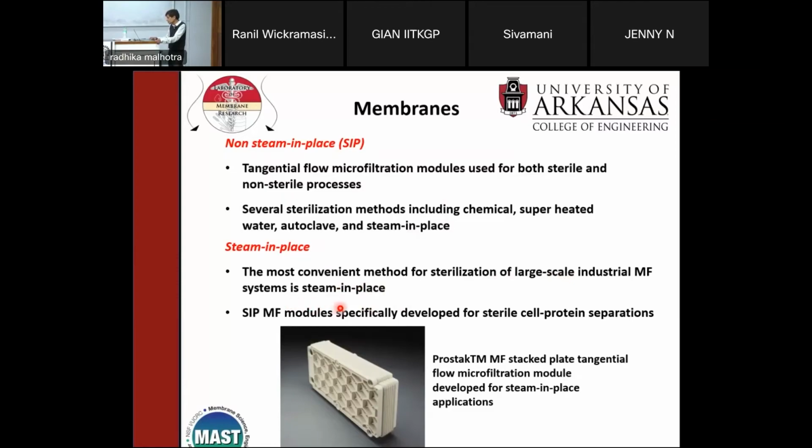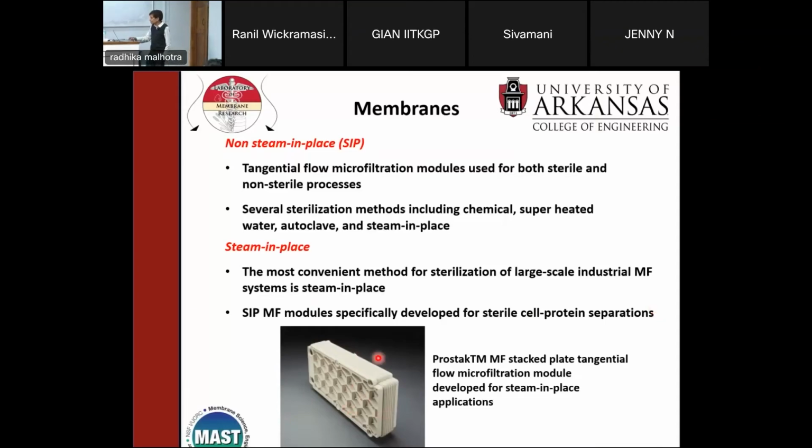Steam in place microfiltration modules were specifically developed for sterile cell protein separations. Remember, I told you that if you're not using one-time use devices, you clean them, you have to sterilize, you have to validate that they are clean, then you can use again. And you don't want any cross-contamination, right? So this is very important, that they can be steamed in place.